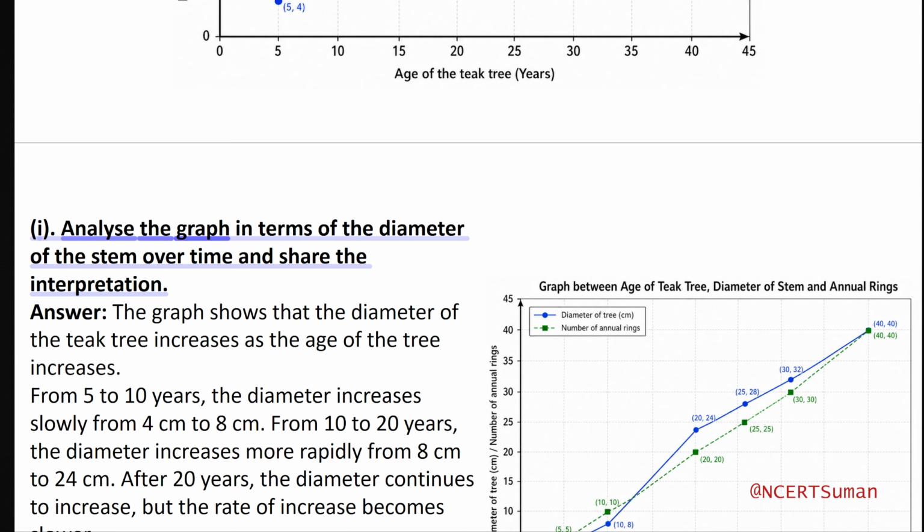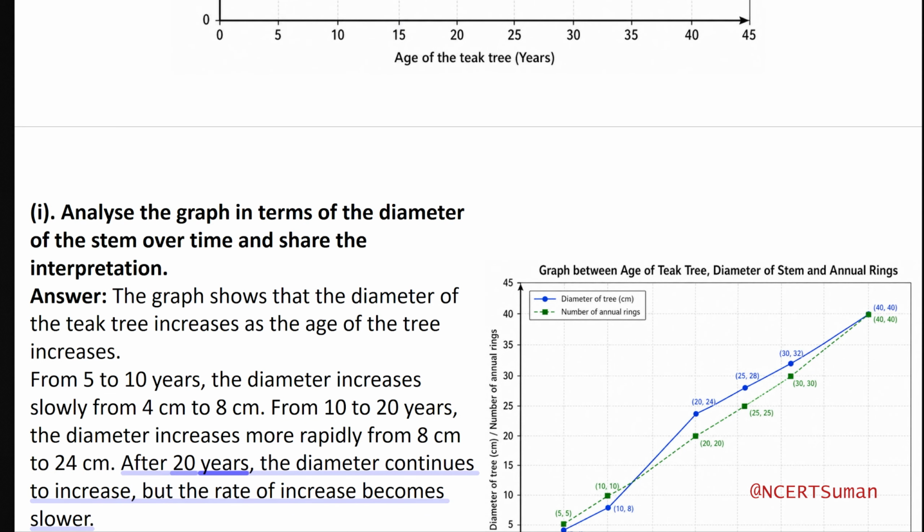I. Analyze the graph in terms of the diameter of the stem over time and share the interpretation. Answer. The graph shows that the diameter of the teak tree increases as the age of the tree increases. From 5 to 10 years, the diameter increases slowly from 4 cm to 8 cm. From 10 to 20 years, the diameter increases more rapidly from 8 cm to 24 cm.